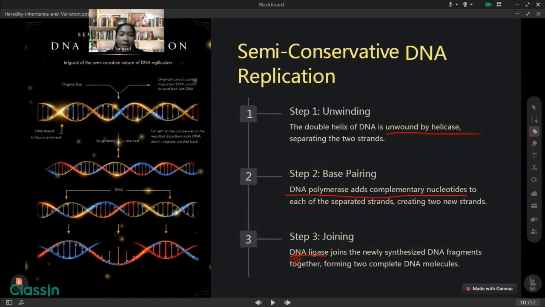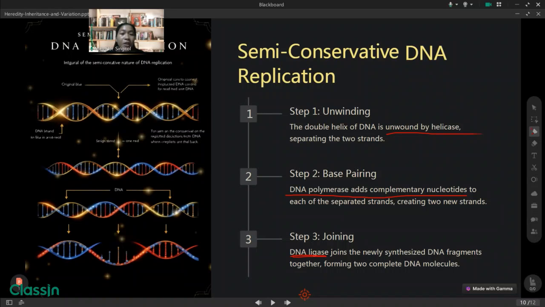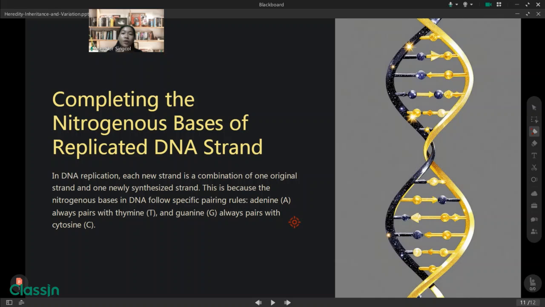Next is the ligase, DNA ligase. So the DNA ligase is iyang gina-join ang mga old, parental DNA and the new strand of the DNA, forming two new or forming two complete DNA molecules. So that is the semi-conservative DNA replication. It starts with a helix. Next is the DNA polymerase and the DNA ligase. So completing the nitrogenous bases of the replicated DNA strand.